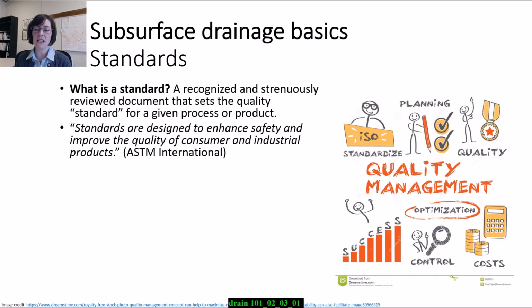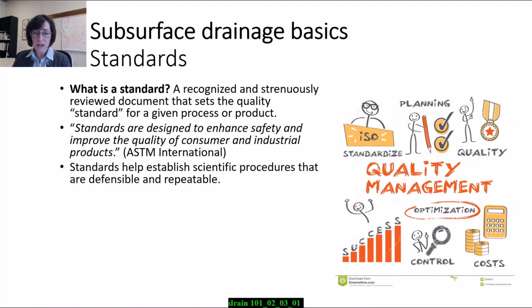There's a lot of different kinds of standards, but they all refer to a specific document with quality control guidance in it. ASTM is one of the most important standards organizations in the world, and from their perspective, a standard is designed to enhance safety and improve the quality of consumer and industrial products. From my perspective, as a researcher, a standard helps establish scientific procedures that are defensible and repeatable.